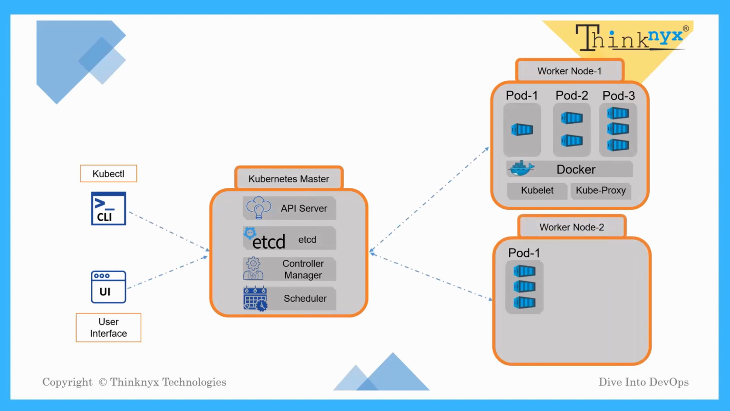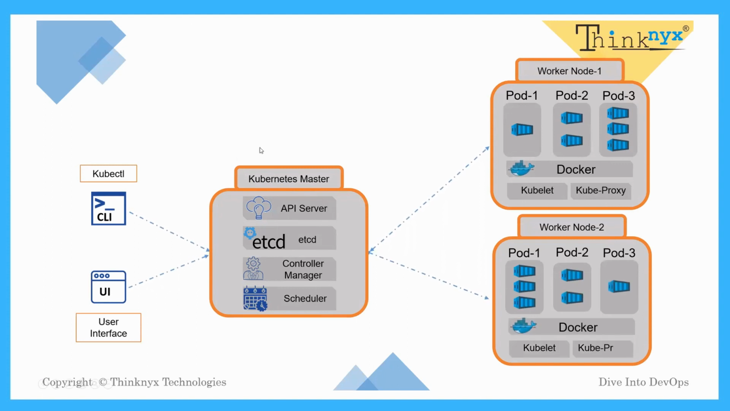So the master consists of multiple components. The first component is your Kube API server component. Whenever you install the Kubernetes master, it installs a lot of components under the hood. And all these components are added or installed as containers or pods, right? So the first component is your Kube API server.